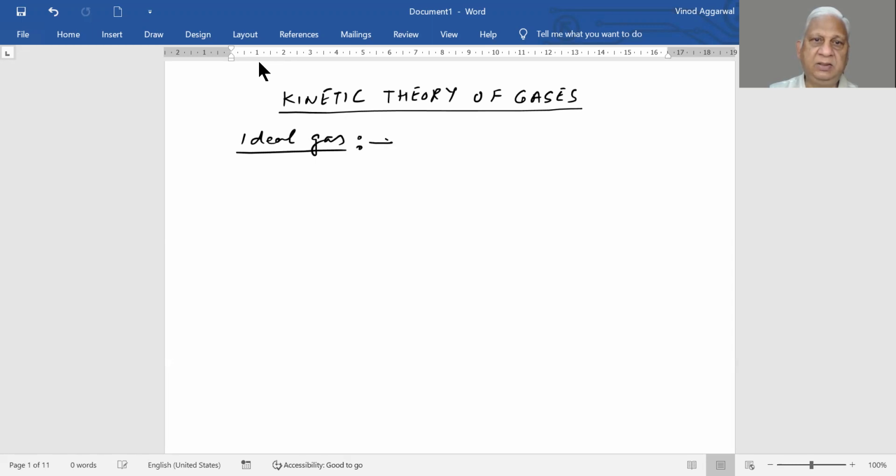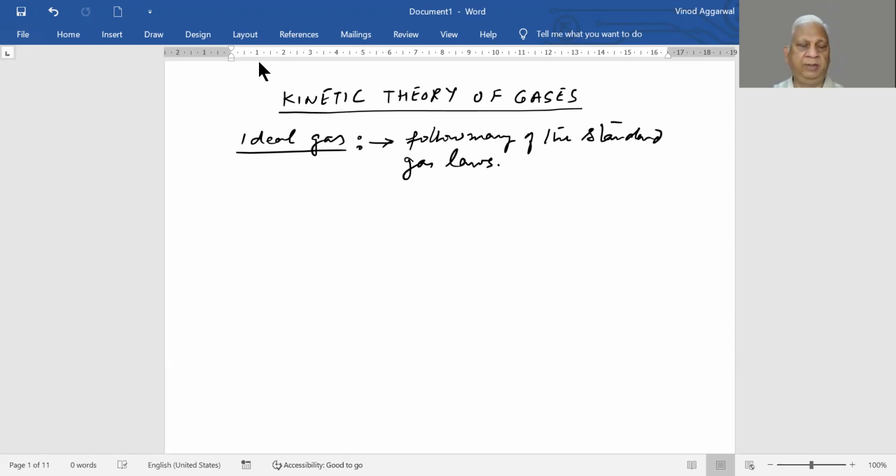An ideal gas is the one which follows many of the standard gas laws, which we'll study today. The first law is PV is equal to nRT. What is this?